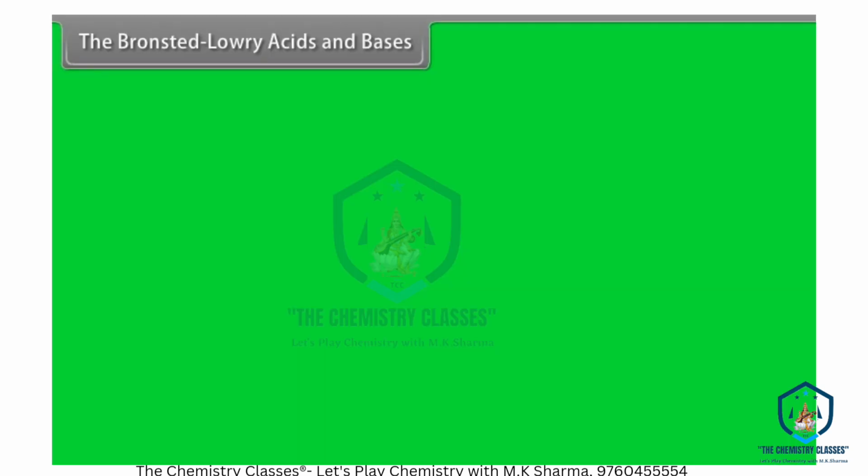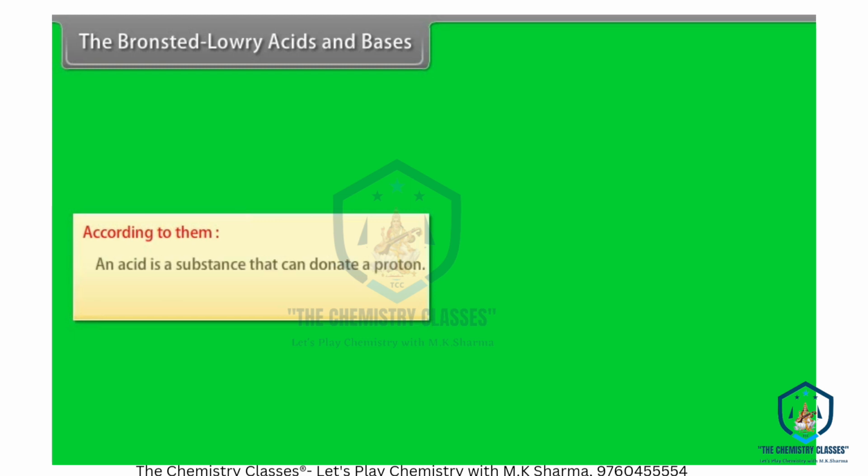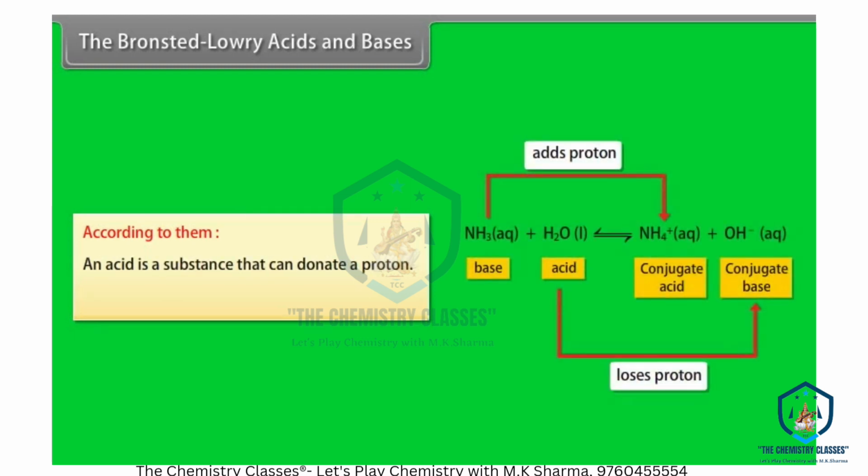The Bronsted-Lowry acids and bases. According to them, an acid is a substance that can donate a proton. A base is a substance that can accept a proton.